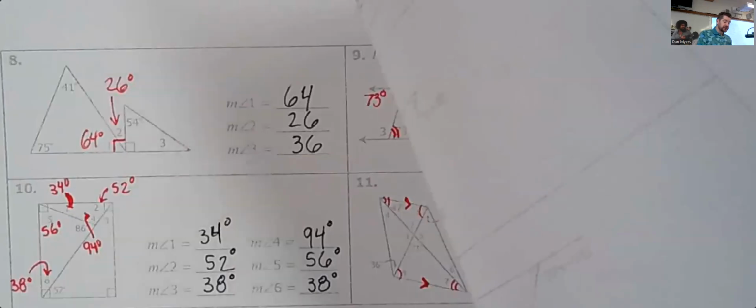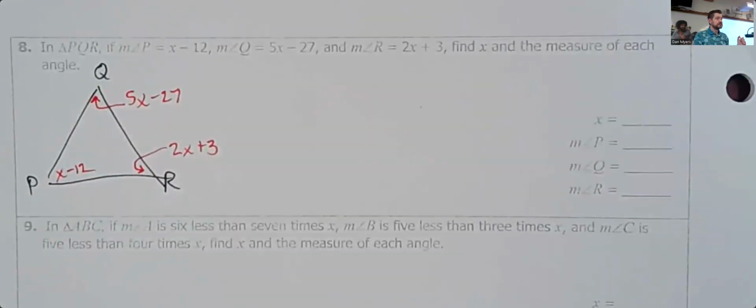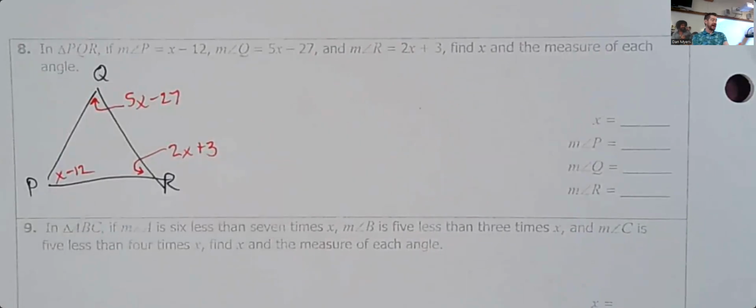What did we do on problem number 12? Yeah, add all three angles together, set it equal to 180 because those are the three angles of a triangle, so they have to add up to 180.